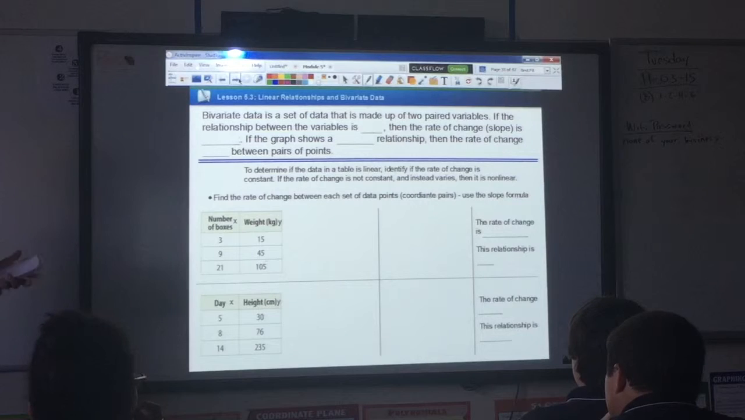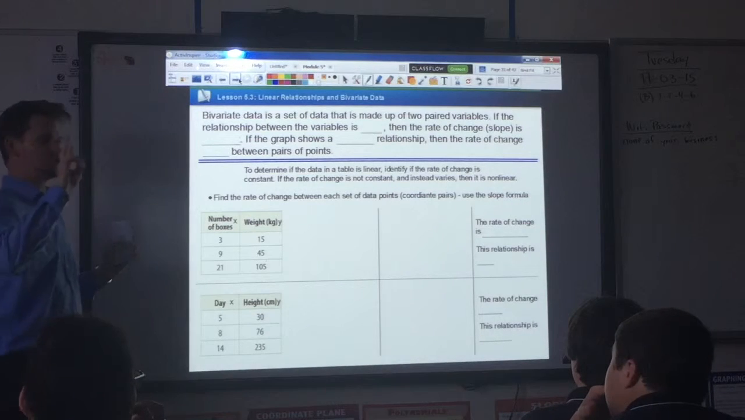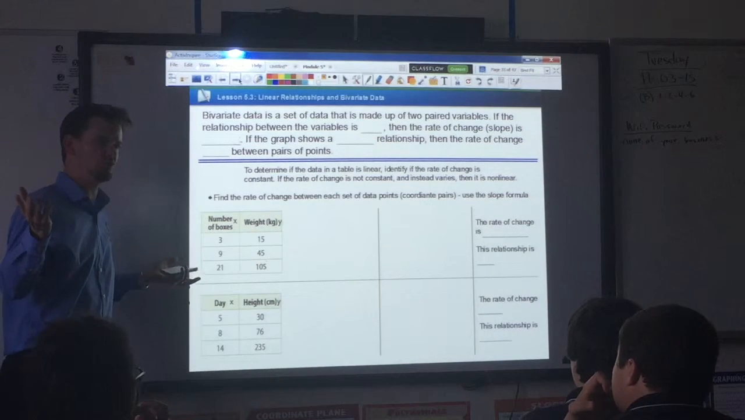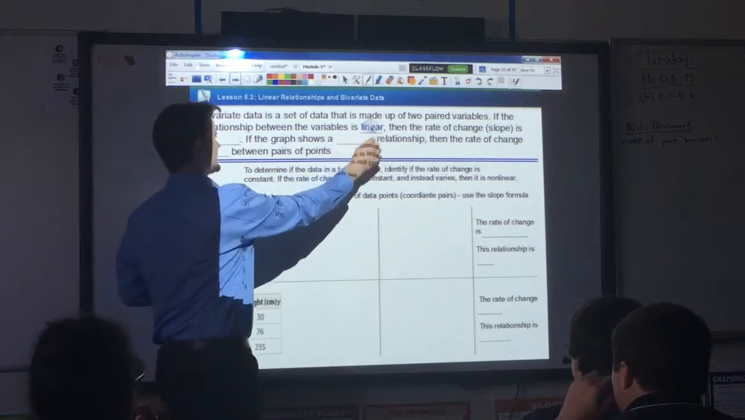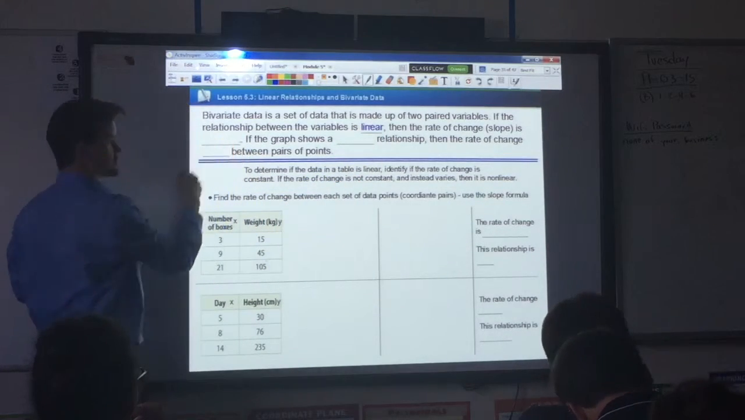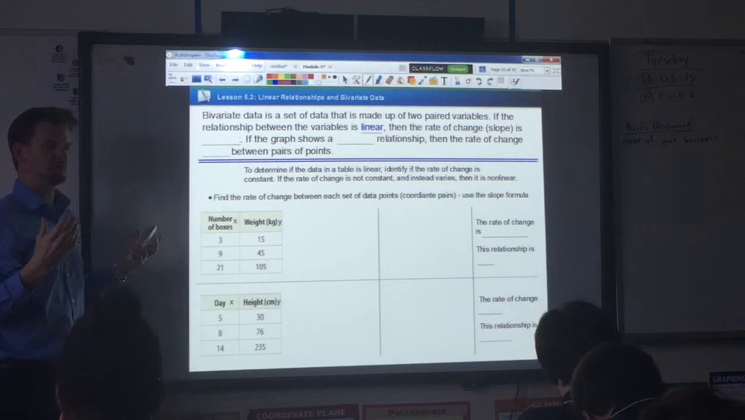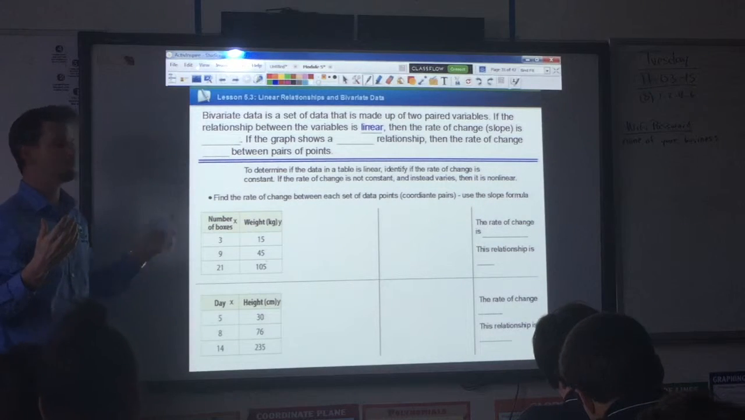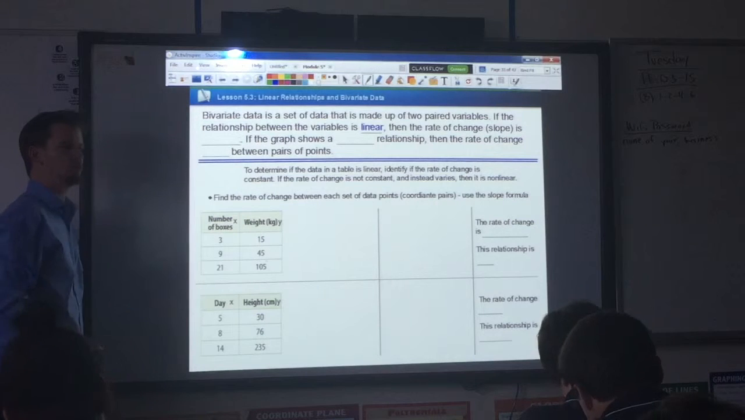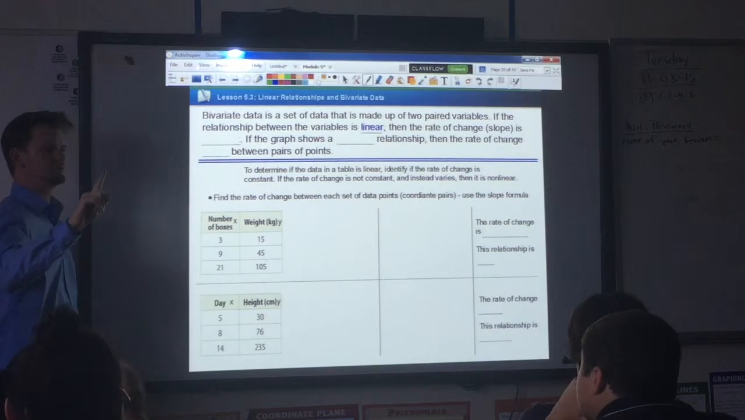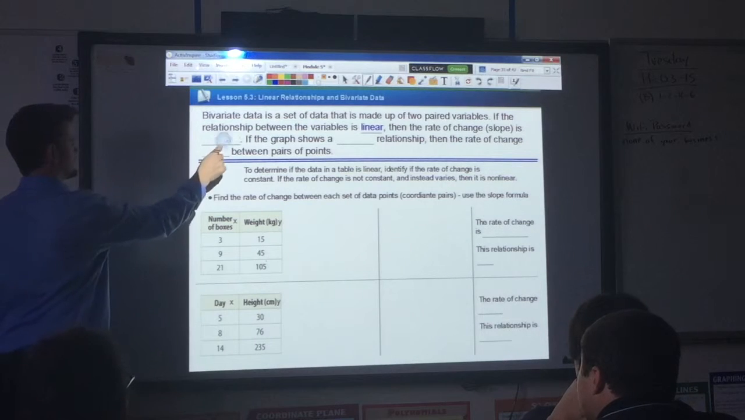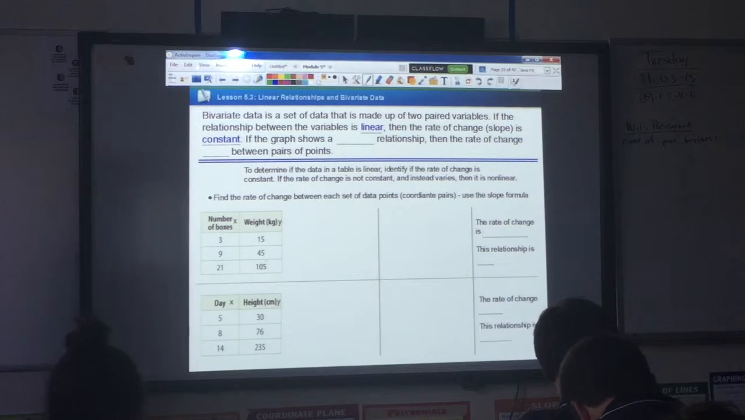Now, bivariate data is a set of data that is made up of two paired variables, once again, x and y. That's nothing new. If the relationship between the variables is linear, then the rate of change, also known as the slope, is, what do you think? What word do you think goes here? If it's linear, what word should go there? Not proportional, it's constant. If it's linear, the rate of change is constant.